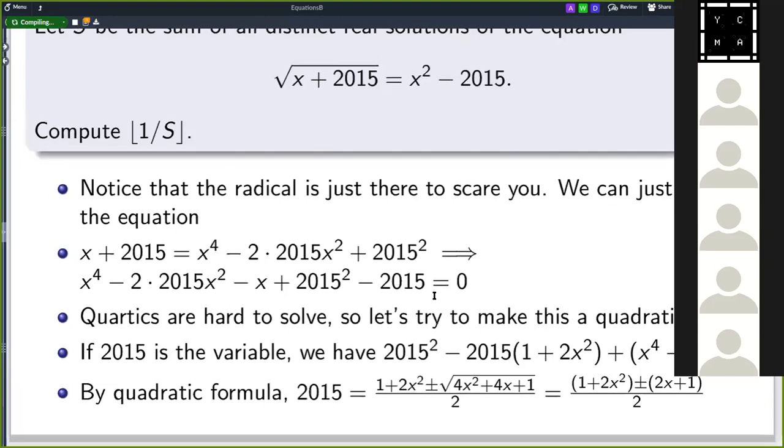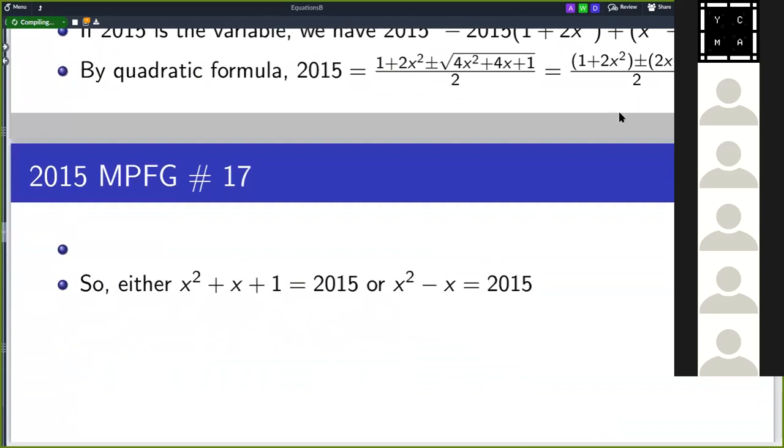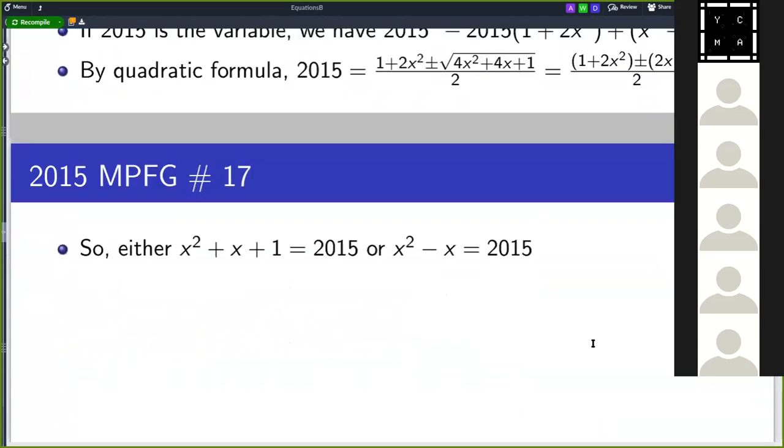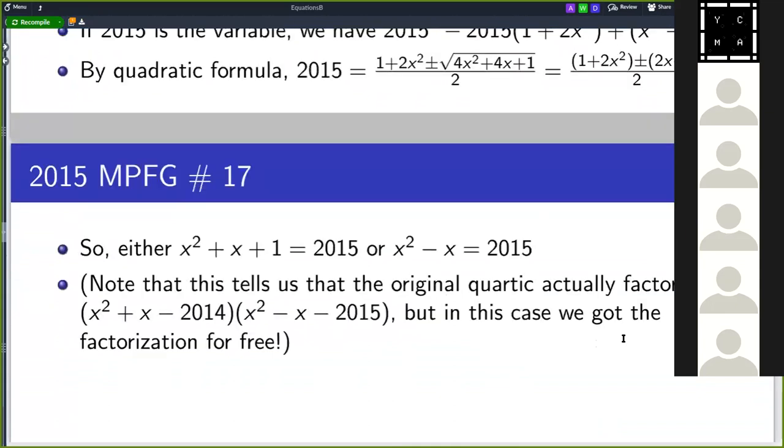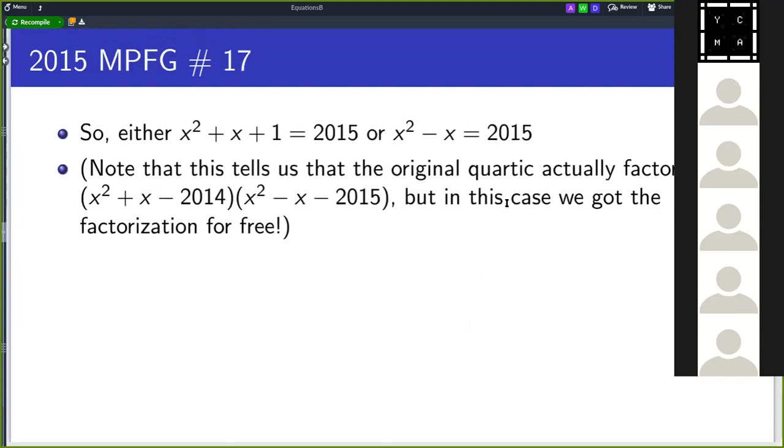So if we scroll down to the next slide, we're going to get that either x squared plus x plus 1 equals 2015 or x squared minus x equals 2015, by taking plus or minus. And then as an aside, as I said, note that this tells you that the original quartic could be factored as x squared plus x minus 2014 times x squared minus x minus 2015. But we got the factorization for free because we just set 2015 as the variable.